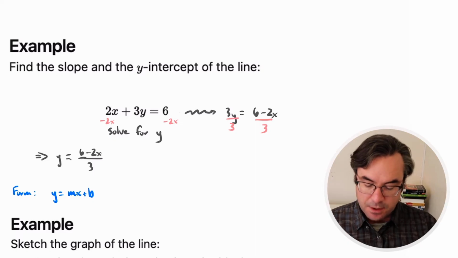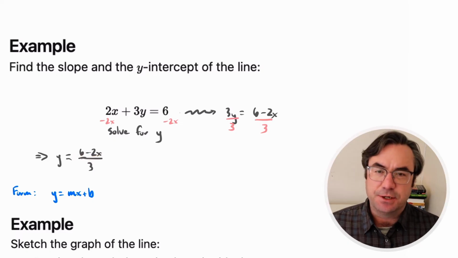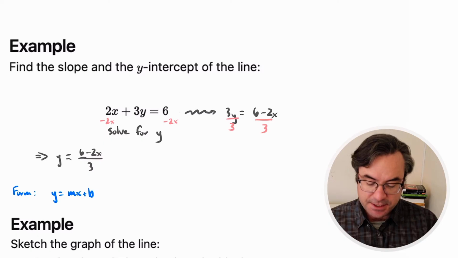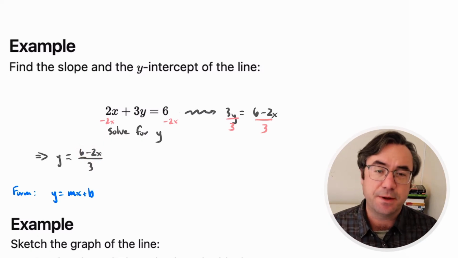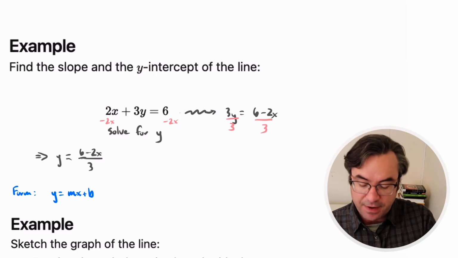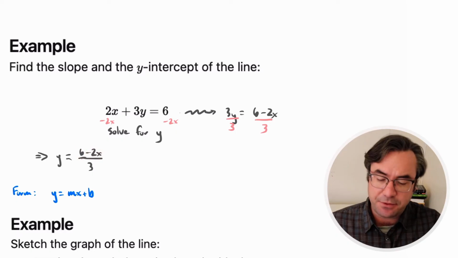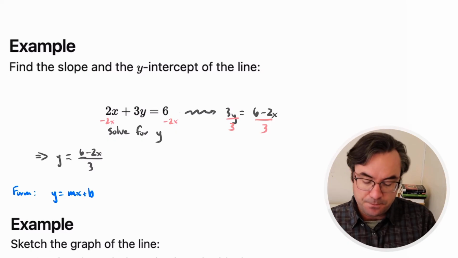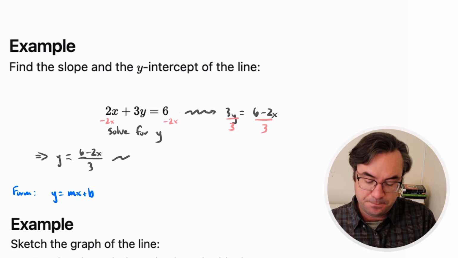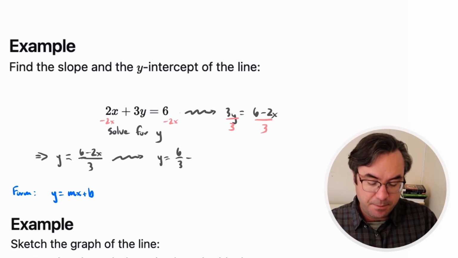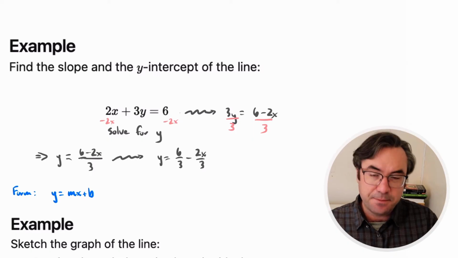So right now we have this big fraction. Well, a property with fractions is rather than dividing the entire numerator by 3, we can break it up. And we can divide the 6 by 3, and then we can divide this negative 2x by 3. So we can make this into two separate fractions. So we get y is equal to 6 over 3 minus 2x over 3.